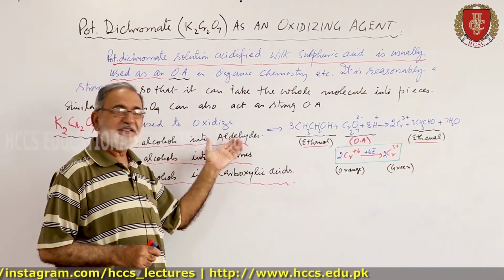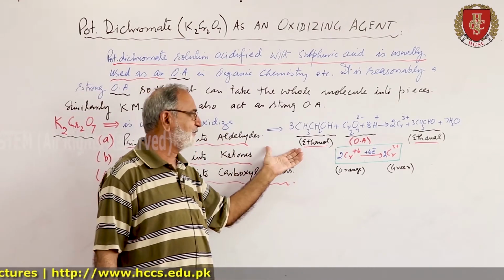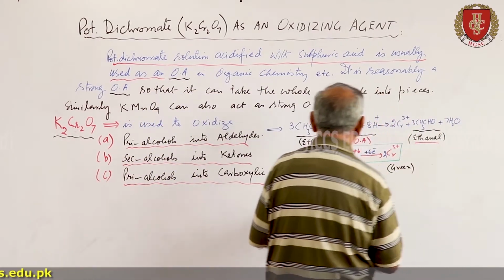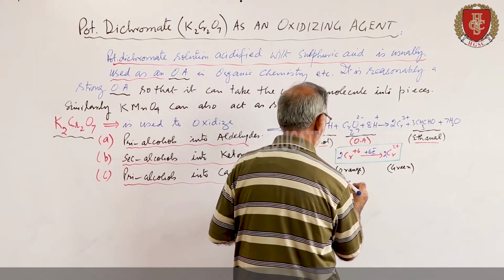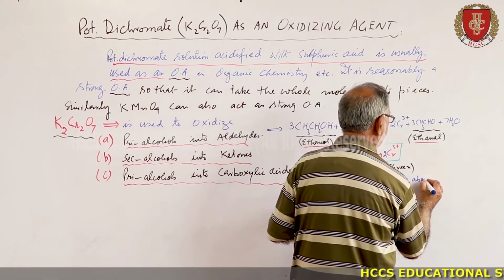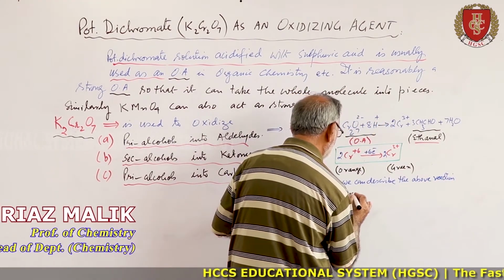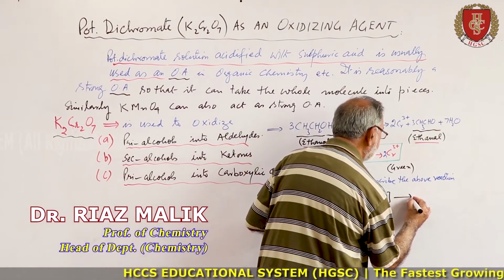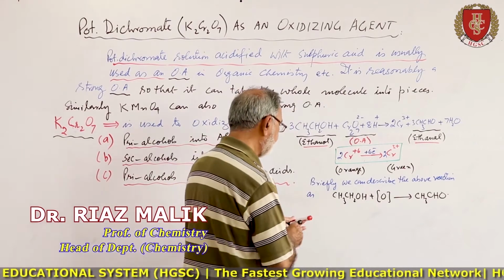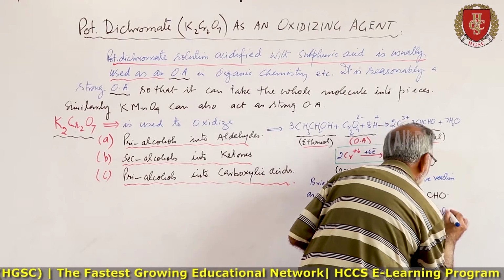तो हम डिस्कस कर रहे थे कि किस तरह जो ये एसिडिफाइड पोटाशियम डाइक्रोमेट है ये किस तरह ऑक्सीडाइज करता है. Briefly we can describe the above reaction as CH3CH2OH into CH3CHO. So this is ethanol and this is ethanal.